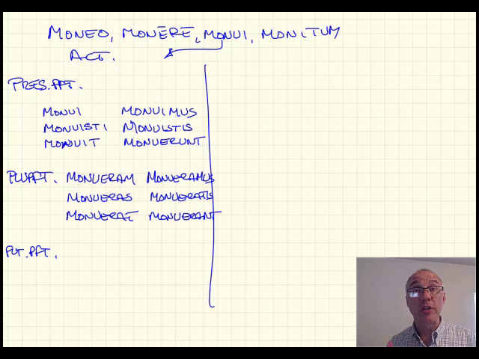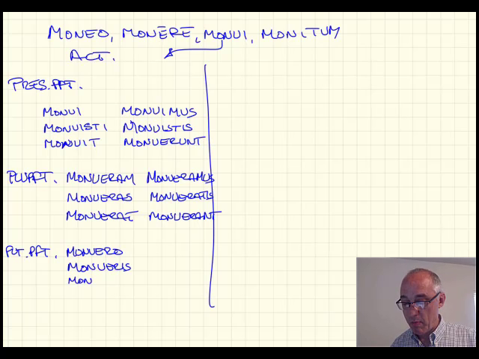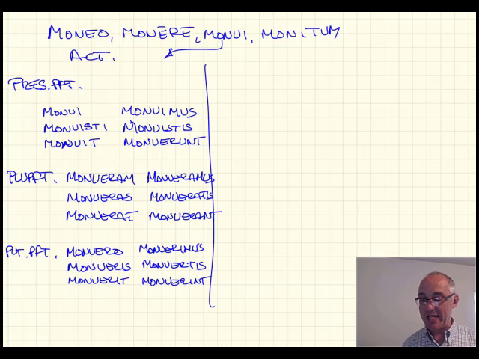You know what I'm going to say? We are still using the third principal part because everything in this column uses the third principal part. Monuero, monueris, monuerit, monuerimus, monueritis, monuerint. This is the one time they use that int sound, because otherwise you wouldn't be able to distinguish it from the present perfect. So they do accept it, but they use it so rarely.